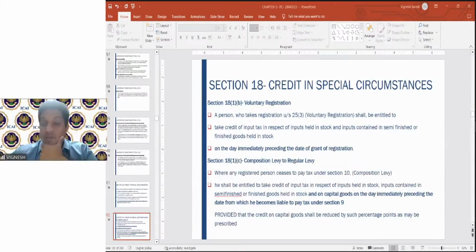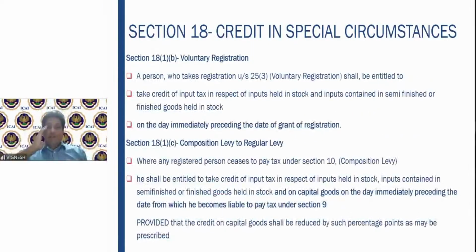Because capital goods were purchased when he was not registered under GST, correct, but inputs also were purchased. Inputs which are there in the stock also were purchased when he was not registered under GST. The composition scheme registrant under GST has used that capital goods for business. Yes, to some extent you're right. The moment you are registered under composition scheme, you have used that particular product for the business. That is why the facility is given.